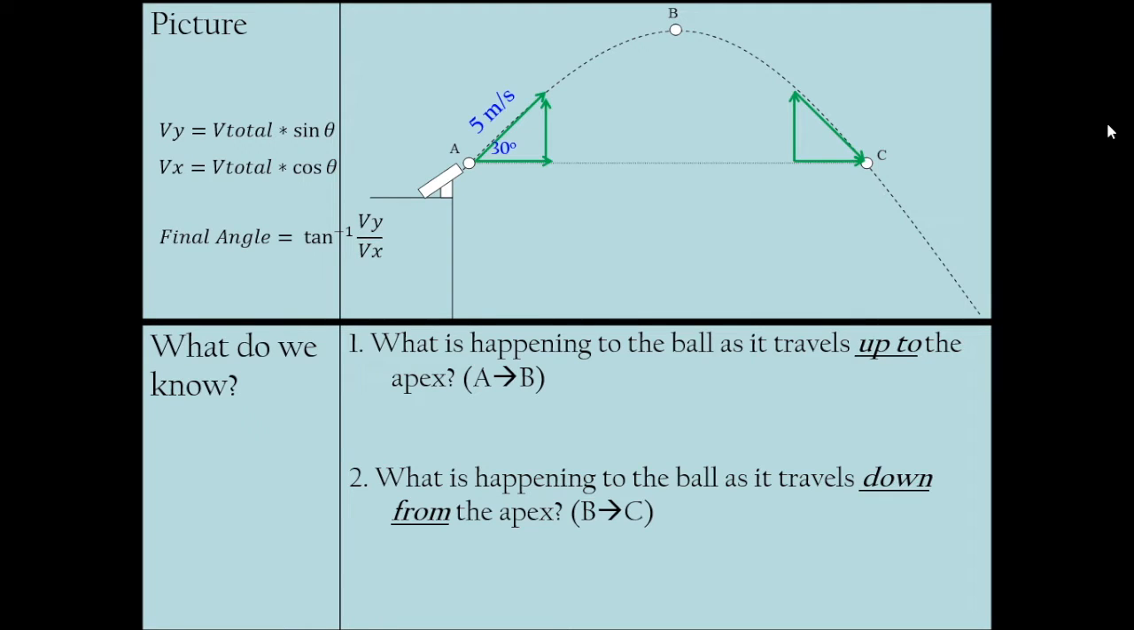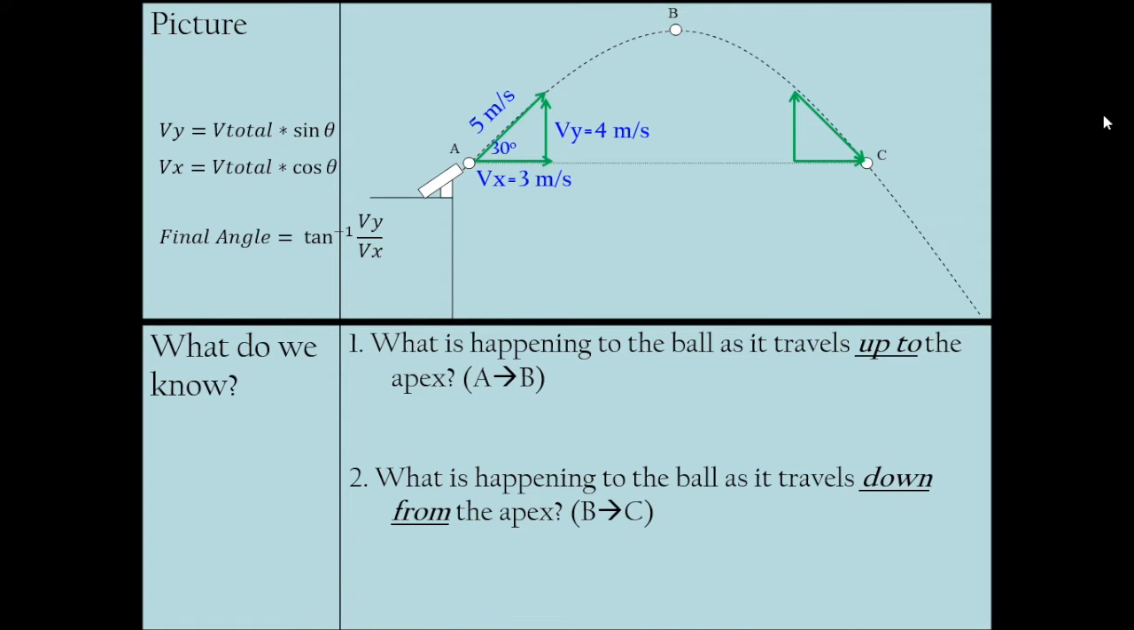So we know that it's being launched at an initial velocity of 5 meters per second at an angle of 30 degrees. Therefore, we can figure out the Vy by taking that total velocity and multiplying it by sine of 30. We get 4. Then we can figure out the Vx by taking the total velocity and multiplying it by cosine of 30, which gives us 3.